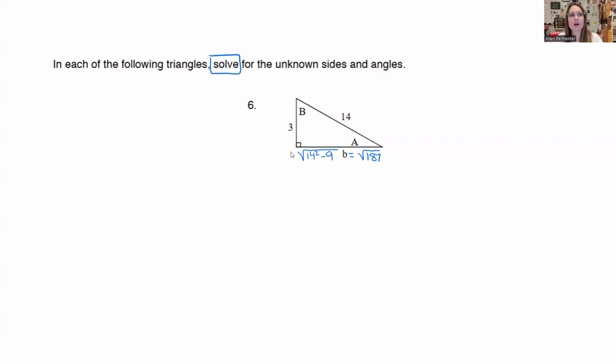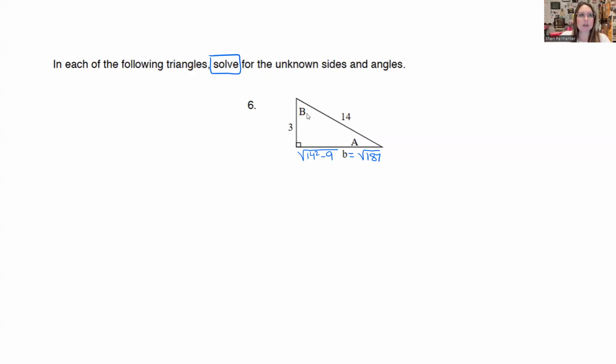We need to figure out an angle. What's the definition of a triangle? Do y'all remember the definition of a triangle as far as the angles go? They all add up to 180. So couldn't we just use trig to find one of them and then do 180 minus 90 and then minus the one we've solved to find the other one? Yes. So that's what we're going to do.